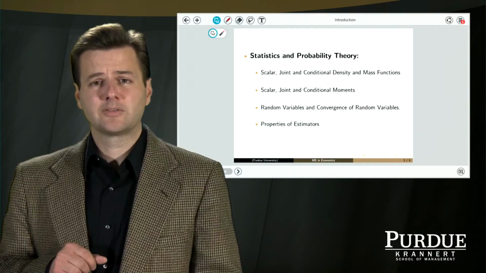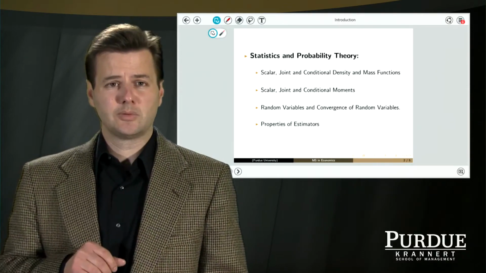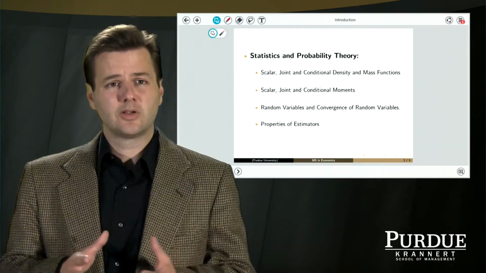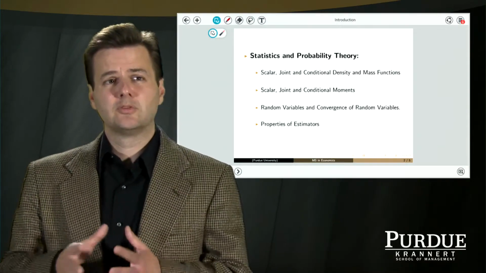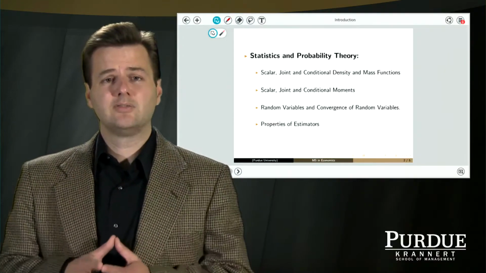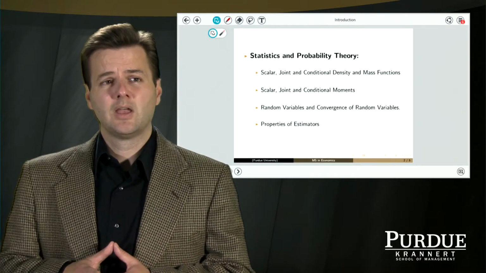The first set of topics involves a statistics and probability theory review. There we start very naturally. We'll talk about random variables, both scalar random variables and joint random variables. Move on to talk about mass functions and density functions to describe their behavior.